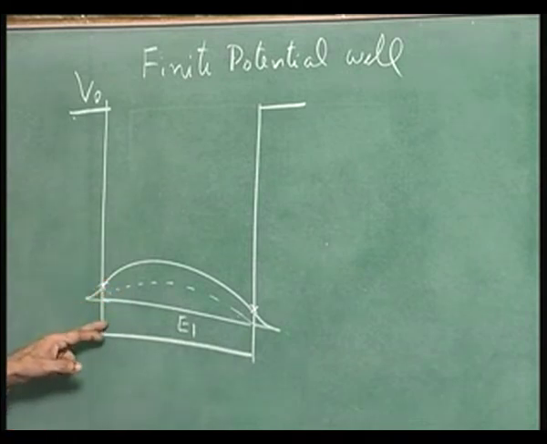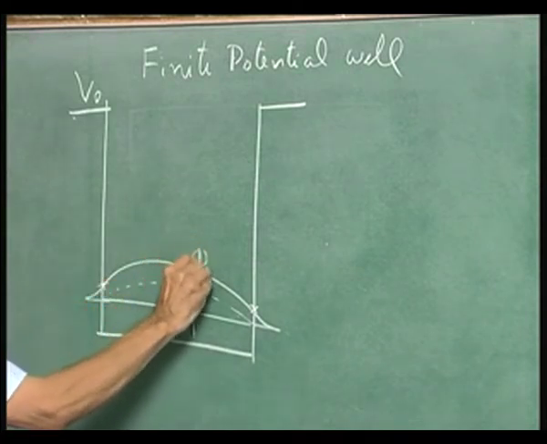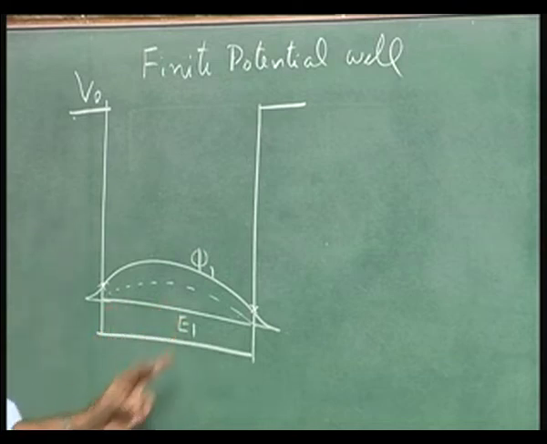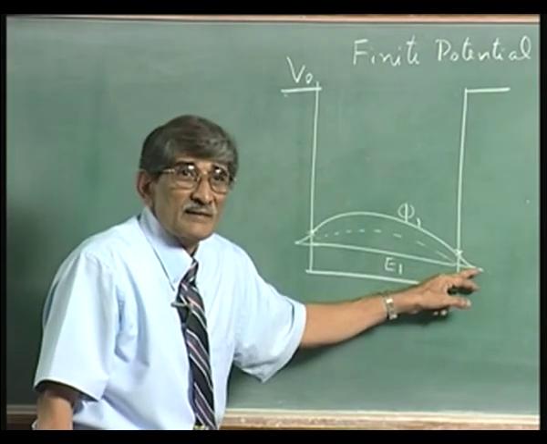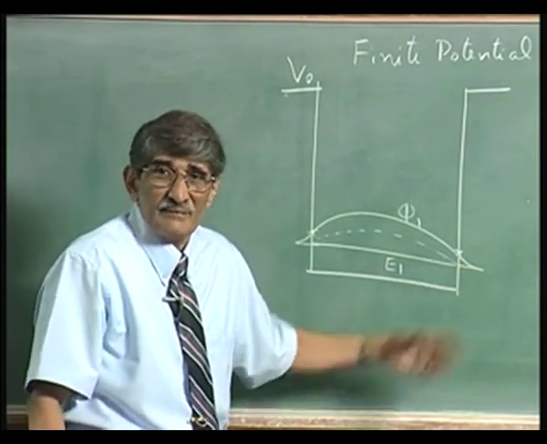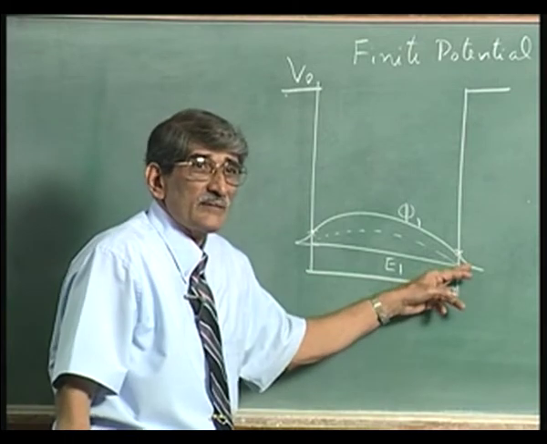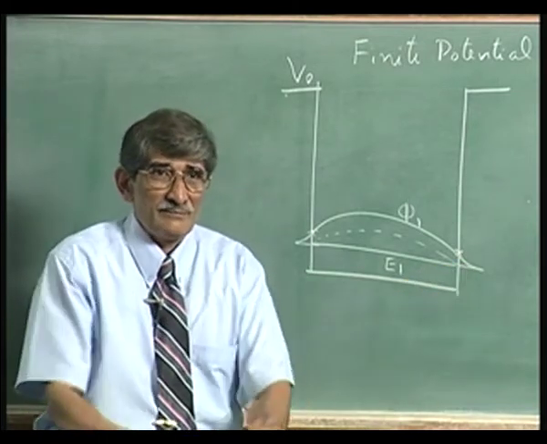There will be some probability. The wave function phi 1, or psi 1, whatever you want to call it, I call it phi 1 to distinguish it from the general wave function, will go into that region. A classical particle will never be there; you would not think of a classical particle being here. Once it is in the well, it is in the well.